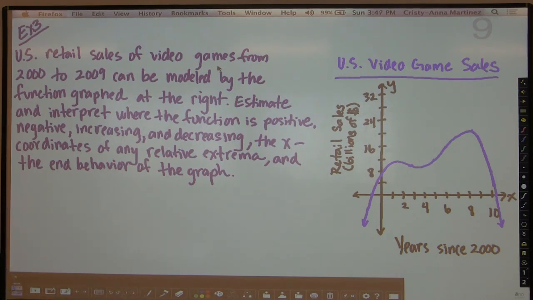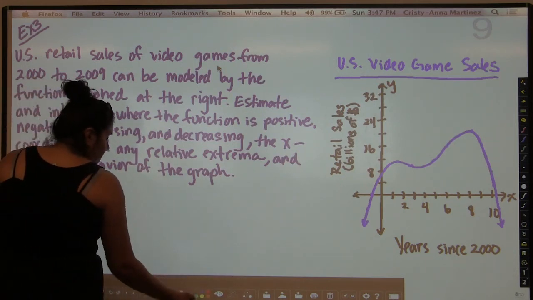Retail sales of video games from the years 2000 to 2009 can be modeled by the function graph at the right. Estimate and interpret where the function is positive, negative, increasing, decreasing. They want the x coordinates of all the relative extrema and the end behavior of the graph. So we have to start small here.